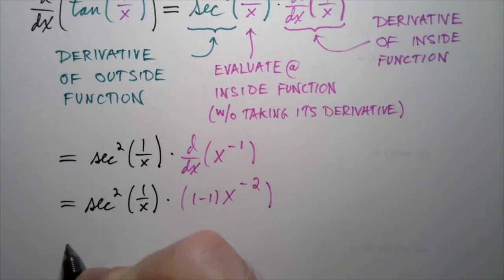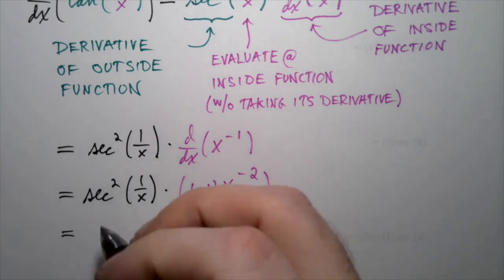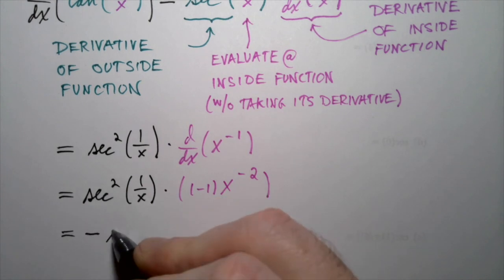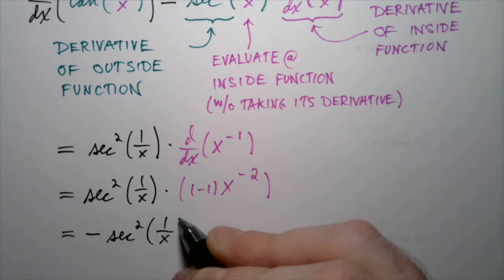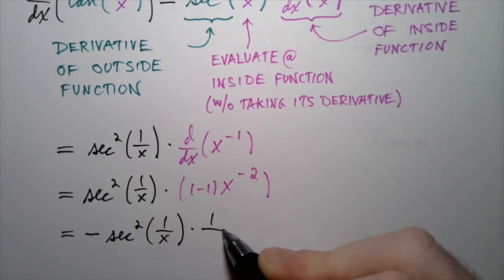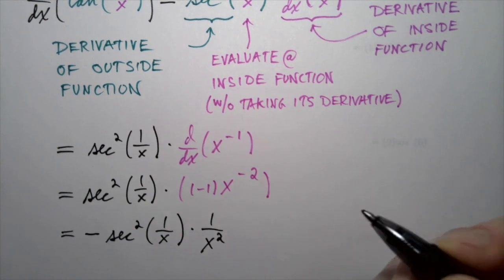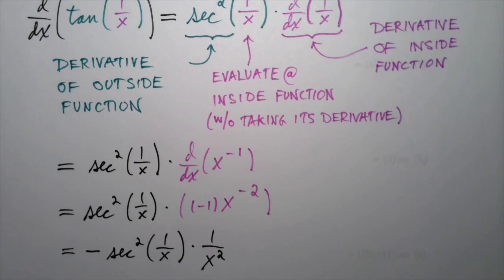At the end of the day, when the dust settles, what do we get? This minus sign is being multiplied by everything. Notice that this is a bunch of terms being multiplied, so I can bring that minus sign out front, and I get secant squared of 1 over x times x to the minus 2. And I can write that as 1 over x squared. Let's do so. So that is the derivative of tangent of 1 over x using the chain rule.